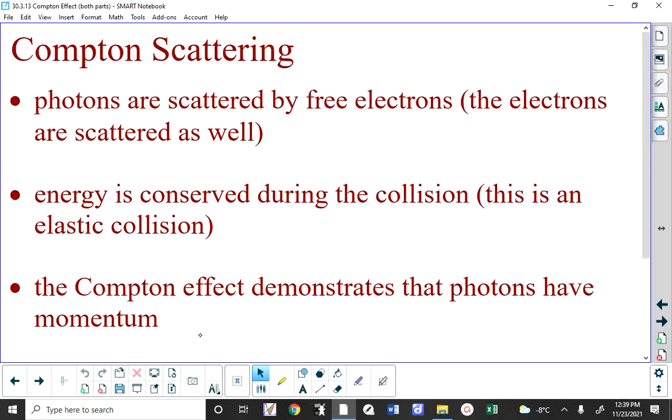But the only way a photon can ever lose part of its energy is if it interacts with an electron that's already free. During the collision between the photon and the electron, energy is conserved. We'll also learn today that momentum is conserved. And the most significant aspect from yesterday's class, other than the conservation of energy during the Compton effect, is that this is telling us photons have momentum.